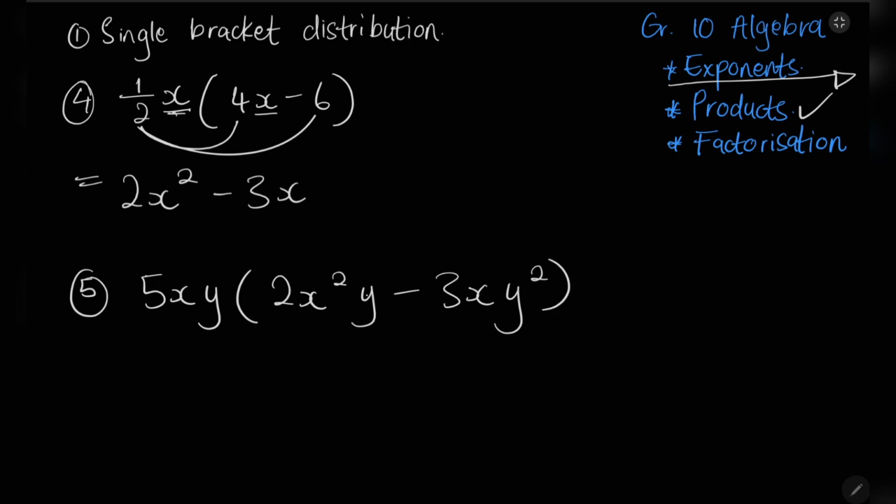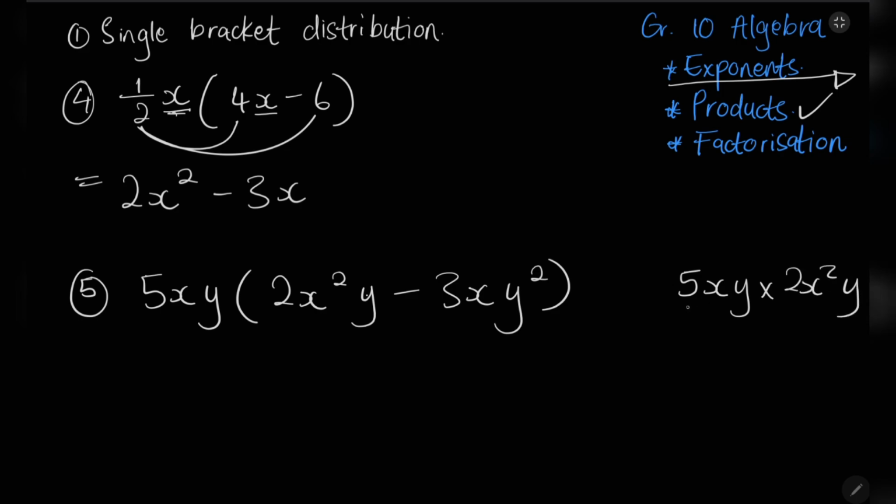How do we solve this? We start with what's outside, we multiply it with all the terms that are inside. So we have 5xy times 2x squared y. Please make sure that you don't make any mistakes when it comes to your variables as well as your exponents. So on the side, let me show 5xy times 2x squared y.